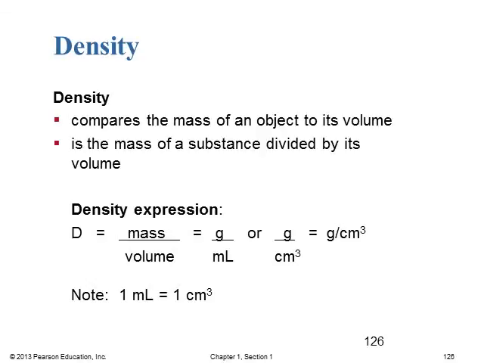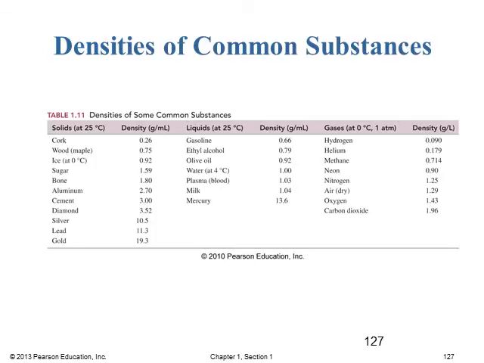Many of the times we use the units of grams per milliliter. Sometimes we use grams per cubic centimeter. Those are the most common ones, but not the only ones. Here are just some common densities. One thing that you'll want to make note of is water. Water at 4 degrees Celsius has a density of 1.00.